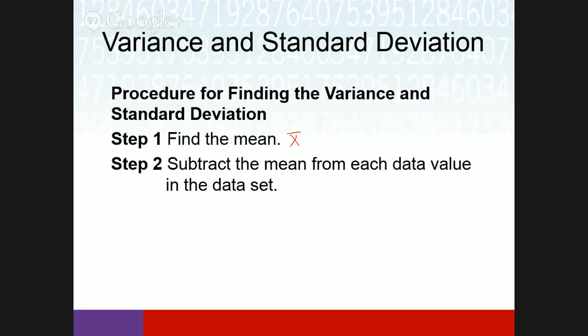Subtract the mean from each data value in the data set. So we're going to say x_m minus x bar for all m in the data set. That's kind of the math of it. We're going to take every data point and subtract the mean from it. This is kind of like how far away is each data point from the mean.